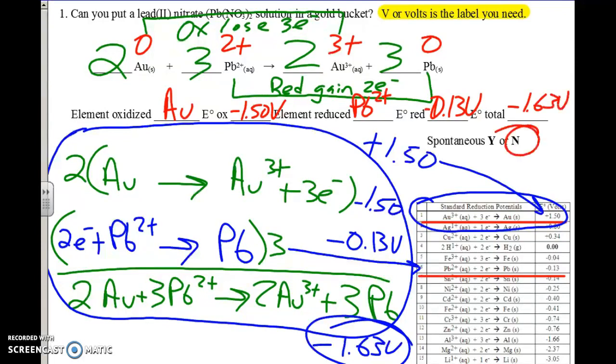It's not spontaneous because it is a number that is less than 0. Remember, when we get voltages greater than 0, they are spontaneous, and less than 0 are not spontaneous. So this one is definitely less than 0, so it is not spontaneous. Try the other problems, and I'll put up the answers in a little bit. So stop the video, try the next two problems.